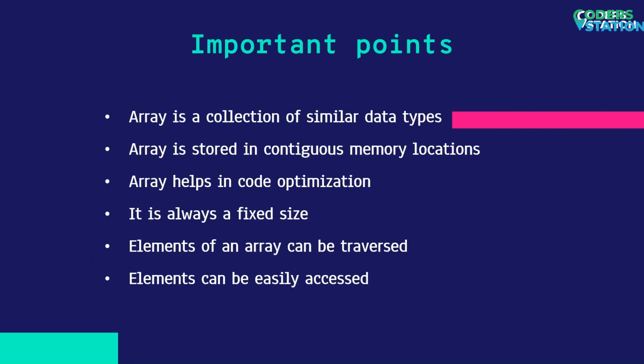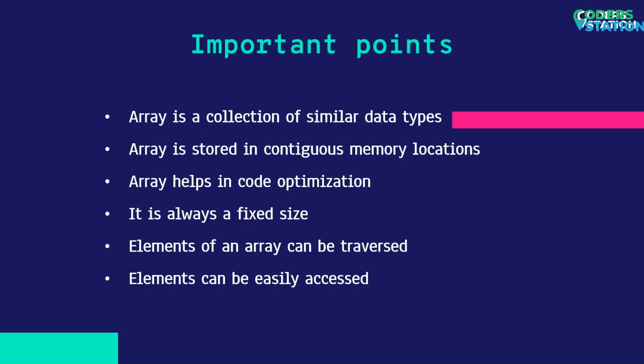Now let's explore some key points about arrays that will help us understand their significance and usage. First, an array is a collection of similar data types. An array is a structured way of organizing data in a program. It allows us to store multiple elements of the same data type under one variable name. Second, an array is stored in contiguous memory locations. When we declare an array, its elements are stored in consecutive memory locations. This contiguous memory allocation makes accessing array elements efficient.